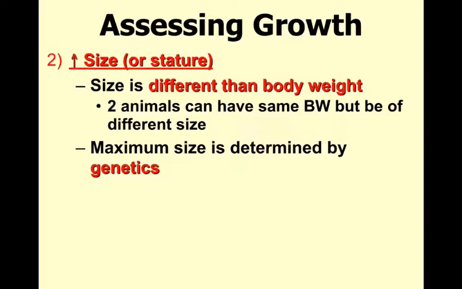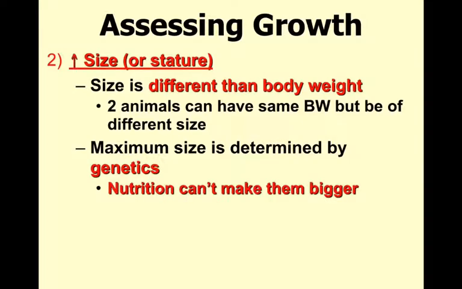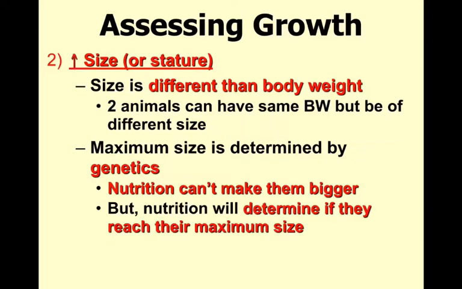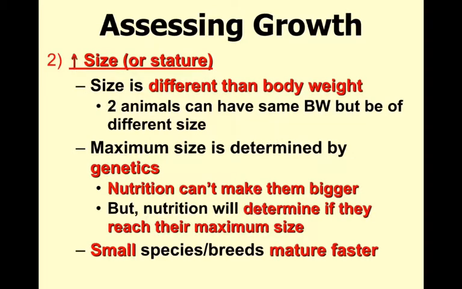So genetics does determine maximum size. Nutritionally, we can't make them any bigger than the maximum size that their genetics will allow. But what we can do nutritionally is feed them so that they do reach their maximum size. We can do that. We just can't make them bigger than that. Smaller species and breeds will mature faster than larger ones.